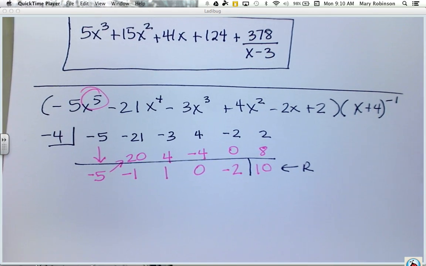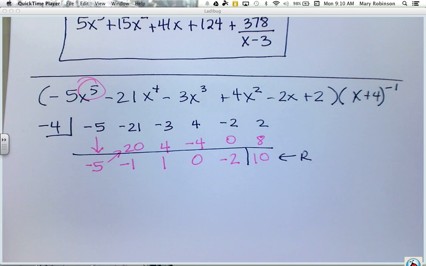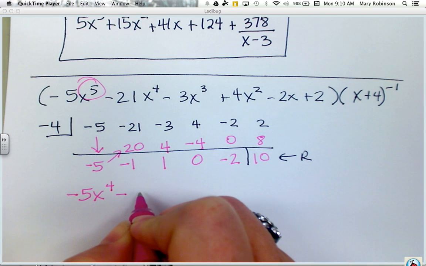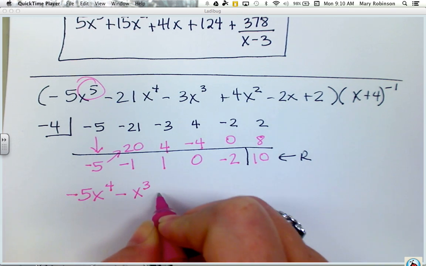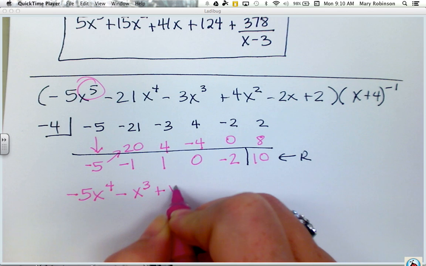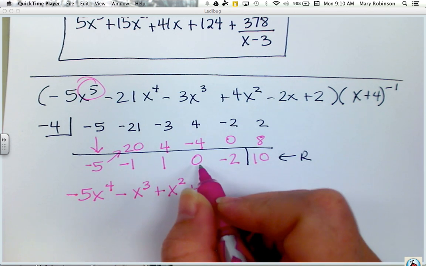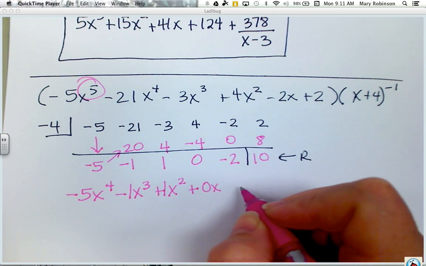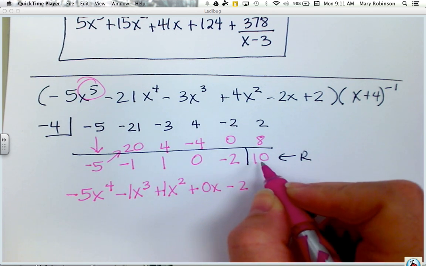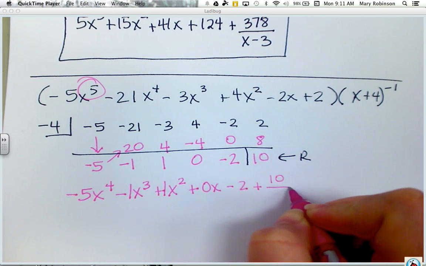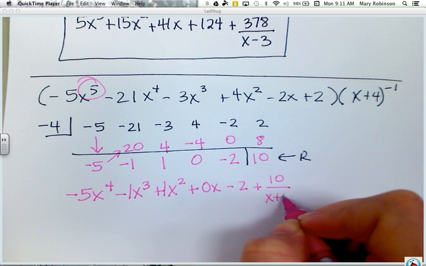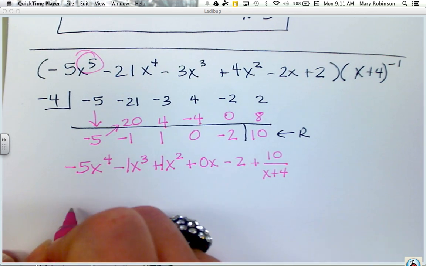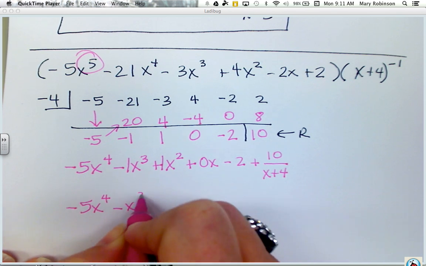Because we started off with x to the 5th, our answer will start off with a degree of x to the 4th. So negative 5x to the 4th minus an understood 1 x cubed plus an understood 1 x squared plus, I'll put the ones in there just so you can see it and I'll rewrite it, 0x to the 1st minus 2. We have a positive remainder, so we'll write it as plus 10 over our divisor, x plus 4. To clean this up, because we have 0 times x, that would be 0, and we don't need these understood ones, we would want your answer to look like this.